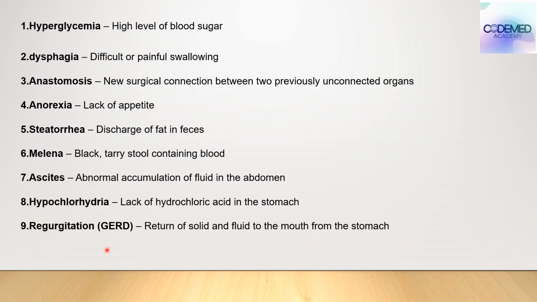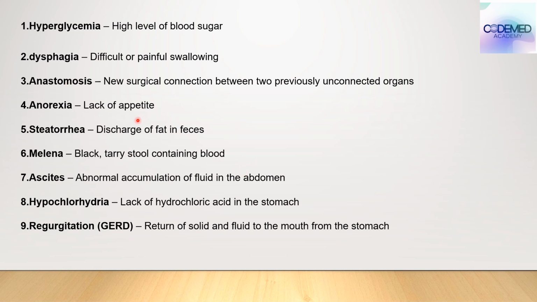Then some more words: hyperglycemia. Hyper is more, glyco is sugar, emia is a condition. So the condition where the sugar level is more. Dysphagia is a difficulty or painful swallowing. So remember the word dysphagia, and we have the word dysphasia. Okay, there is a slight change in the spelling, but the meaning changes drastically.